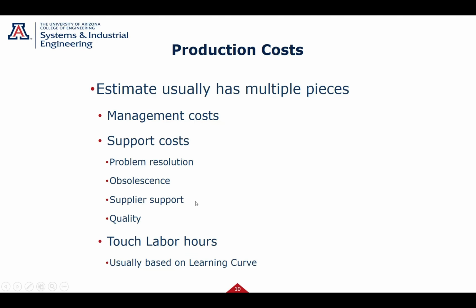Suppliers have trouble. So what's going to happen if suppliers have trouble, or there's a quality issue? Generally speaking, you have to bid some engineering support to help out the touch labor. First, let's look at the touch labor.